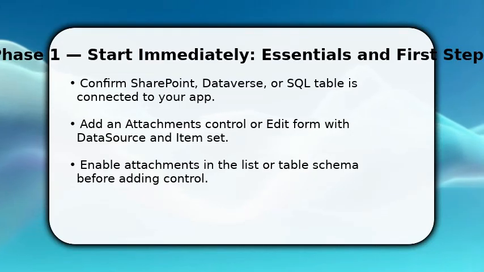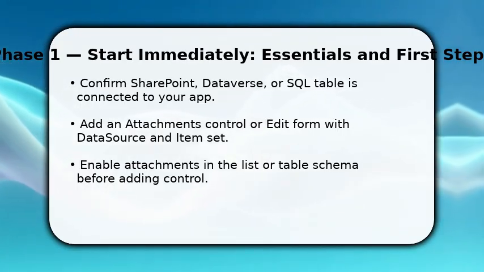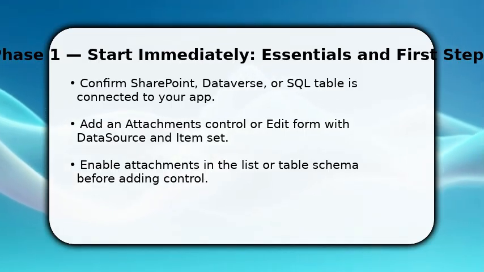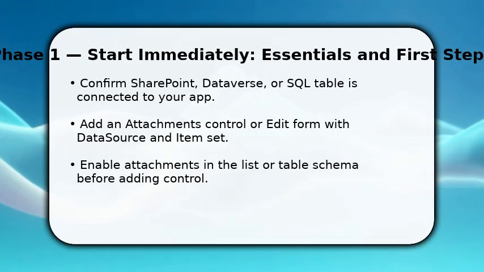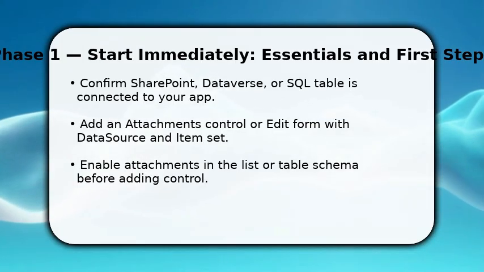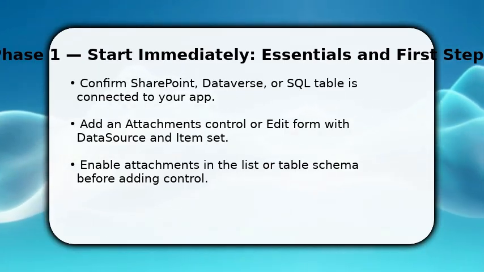Enjoy the video. You begin by making sure your data source accepts files. You need attachments enabled in SharePoint or the table schema. Next, add an edit form or attachments control to the screen and set its data source and item to the record you'll update. Once those properties point to the right list or table, make sure the form mode is edit and that the attachments card is visible. This gets you straight into action, rather than wasting time on settings you already configured.